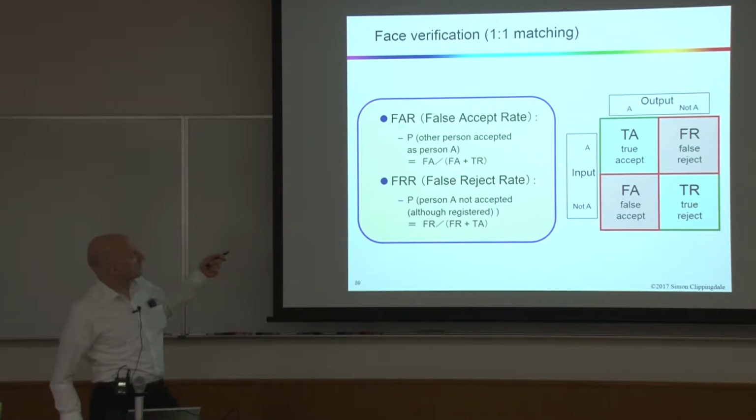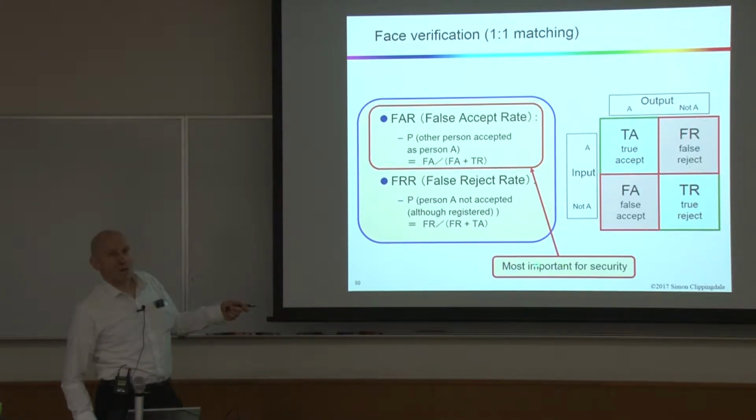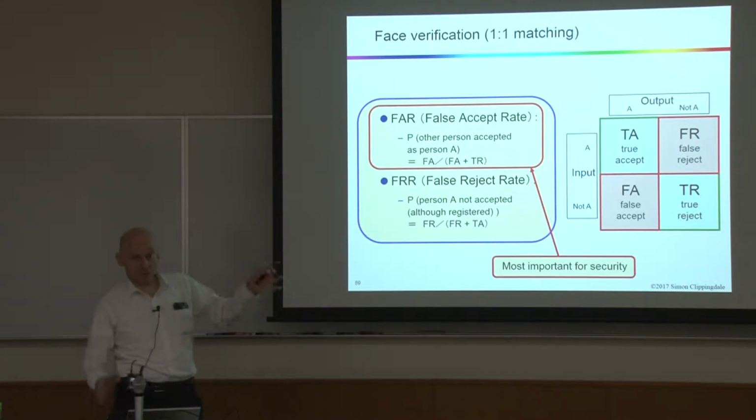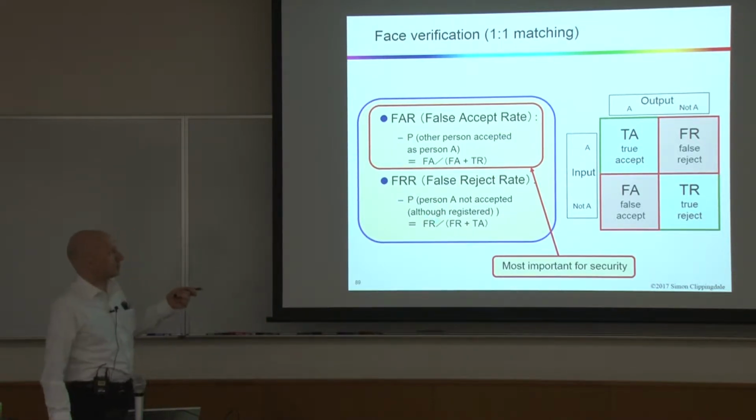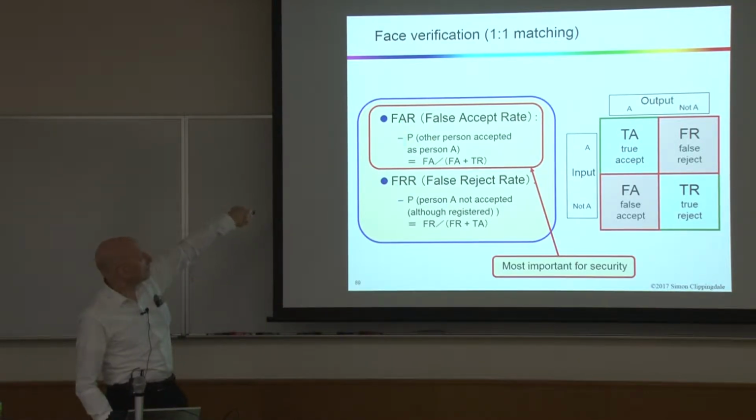The false accept rate here is the probability that some other person is accepted as person A. So an imposter is accepted as person A, and that has obvious security implications. The false reject rate is the opposite thing, where person A is registered in the system and the person in the input is claiming to be person A, but the system doesn't agree. Okay, so false accept rate and false reject rate. The most important one is the false accept rate.